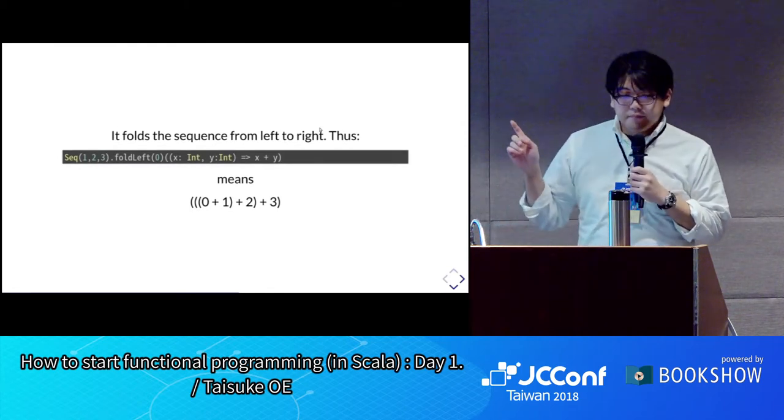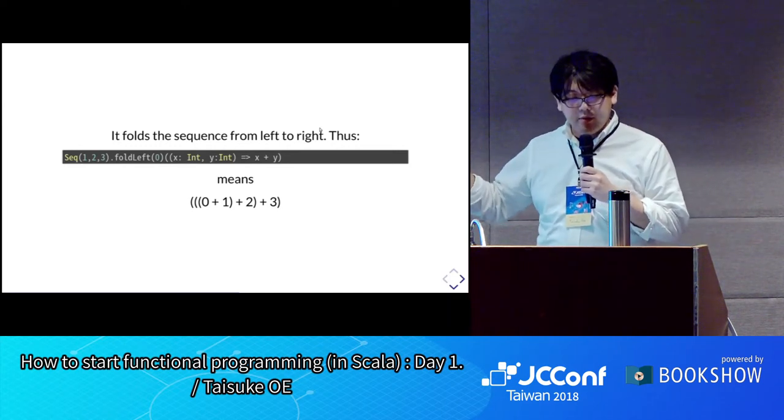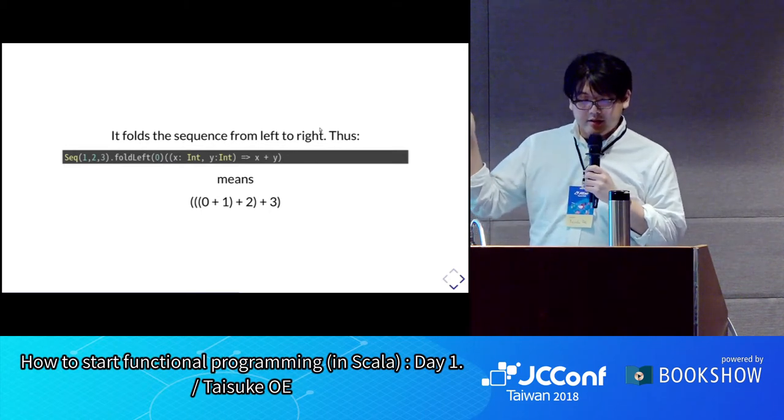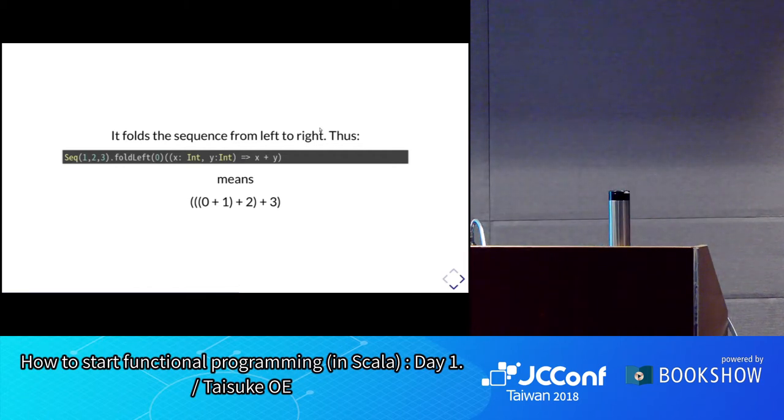For example, it folds the sequence from left to right, like your sequence 1, 2, 3, foldLeft 0, passing the binary operation of summing up. It means first, the default value is summed up with the first element of the sequence. Then the result of this expression is summed up with the next element, 2. Then the result of this expression is summed up with the last element here. So it folds from left to right. This is foldLeft.